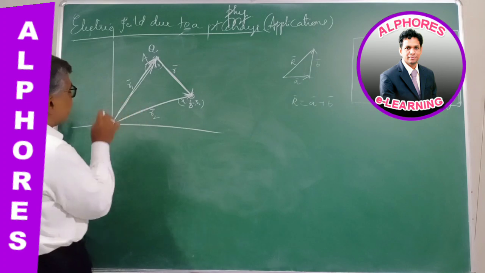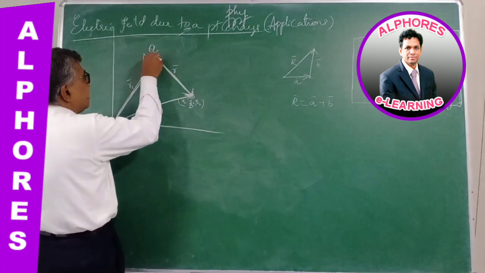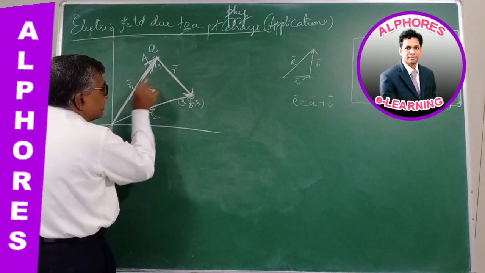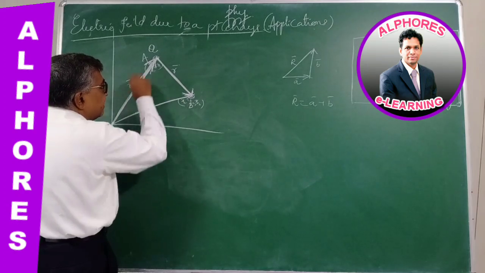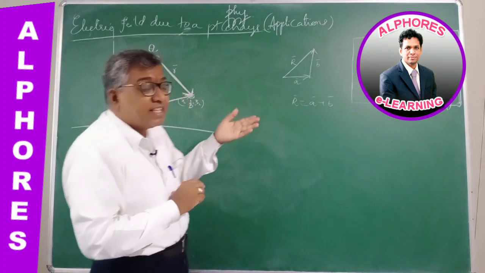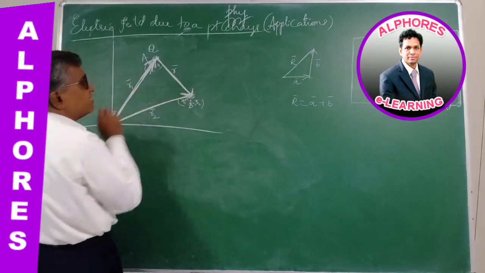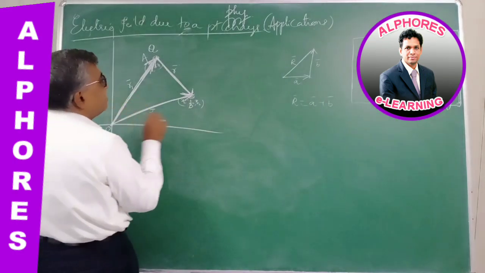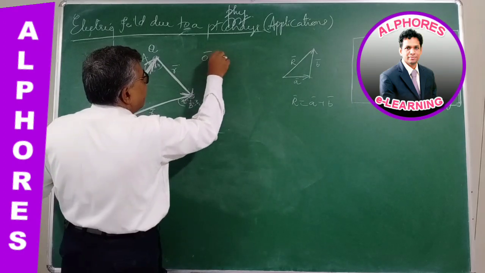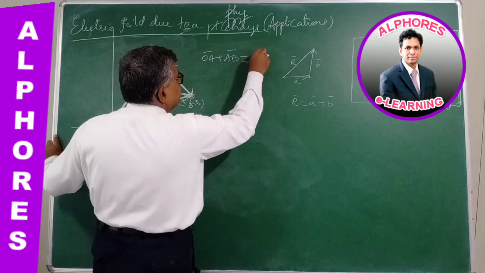So in our concept here, R1 bar, that is OA bar, and AB bar, R bar, these are the two vectors represented as two sides of a triangle taken in order. According to the triangle law, the third side or the closing side taken in the reverse order represents the resultant vector. That means OA bar plus AB bar is equal to OB bar. So this is OB bar.